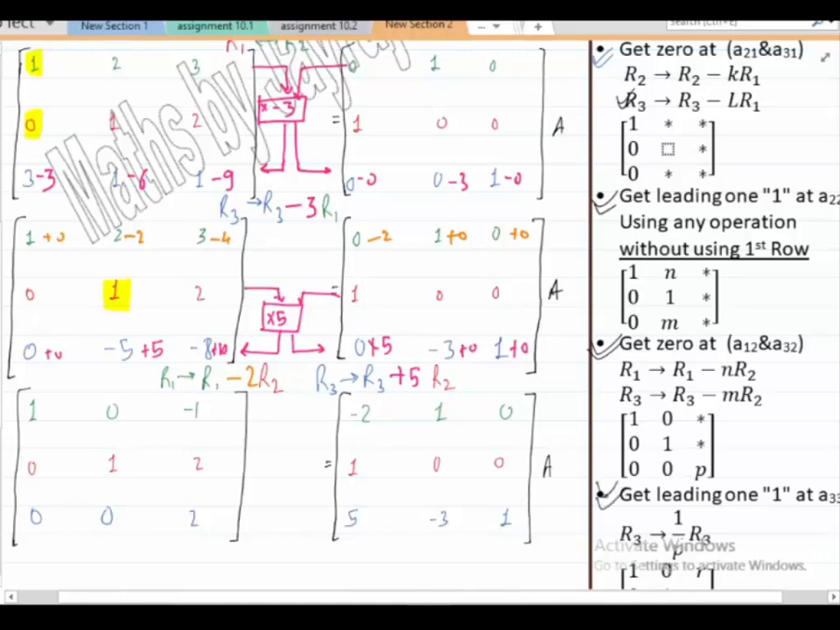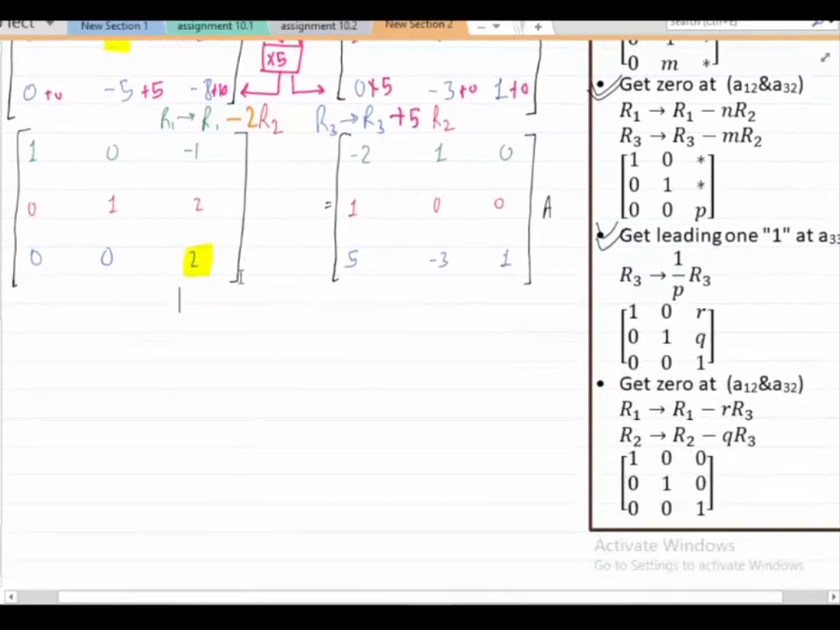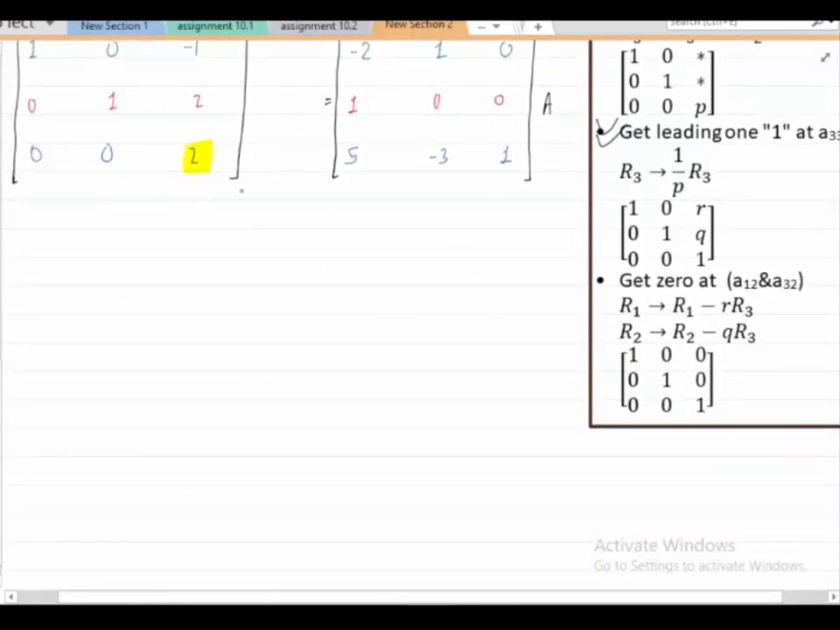Now in the next step we need to get 1 at the A33 point by taking 2 common from the third row. So we should take the operation R3 gives 1 by 2 R3. In this process our first and second row will be as they are.